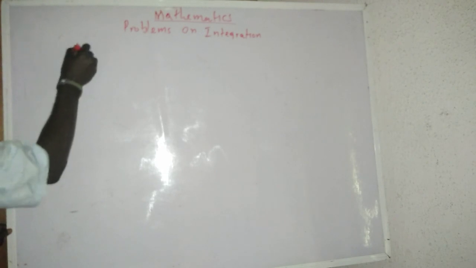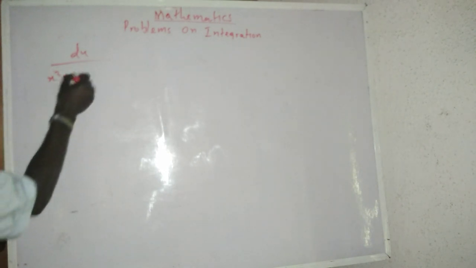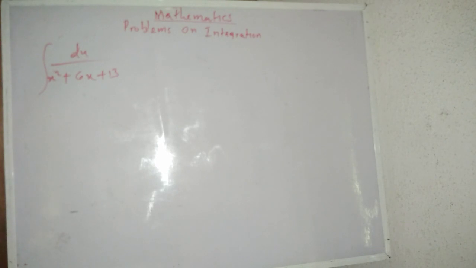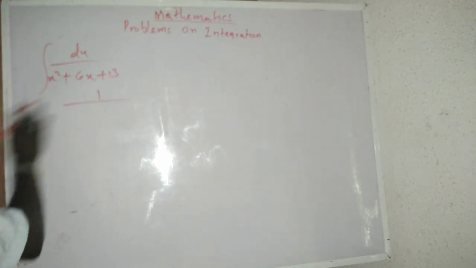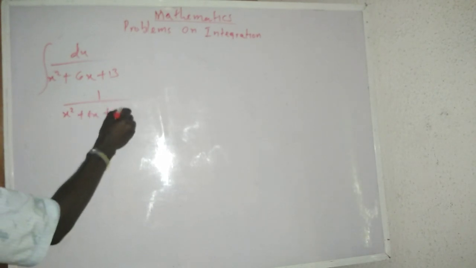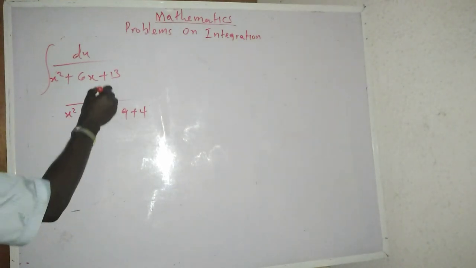If I have this type of problem, the integral of dx all over x squared plus 6x plus 13, if I want to integrate this type of problem, this is very logical. I have to go by inverse tan if I should achieve this particular problem. How do I go? I can turn this one to 1 divided by x squared plus 6x plus 9 plus 4, with the dx here.